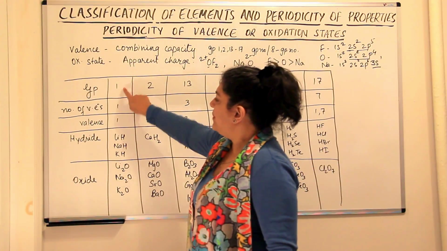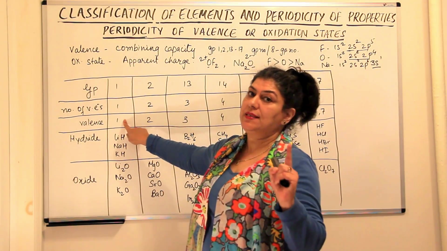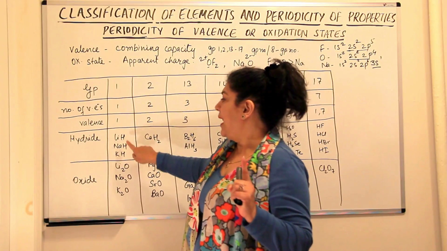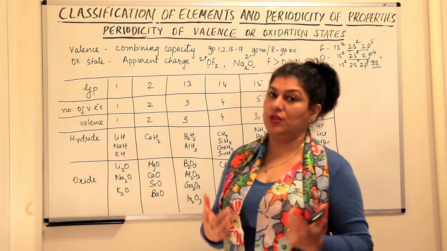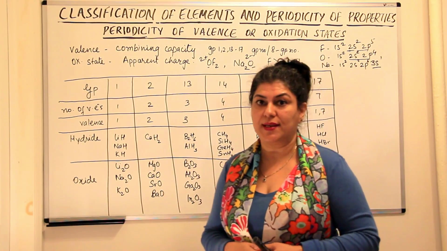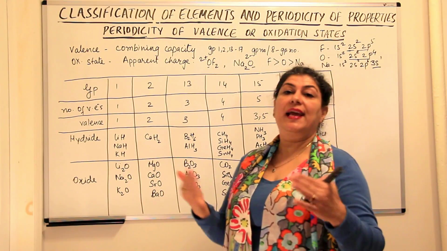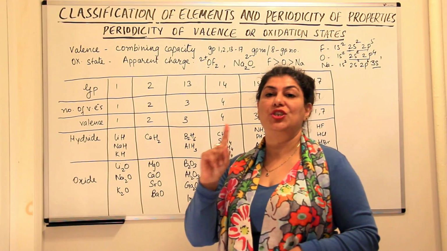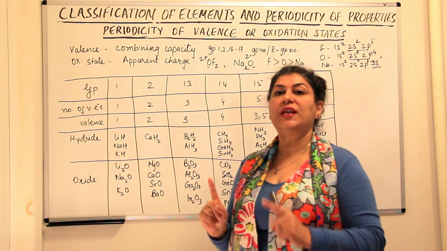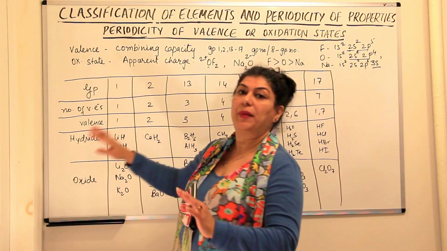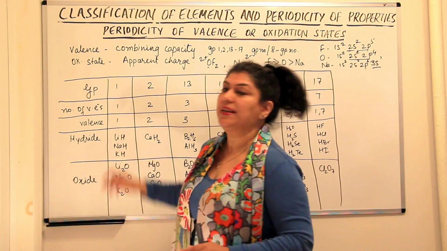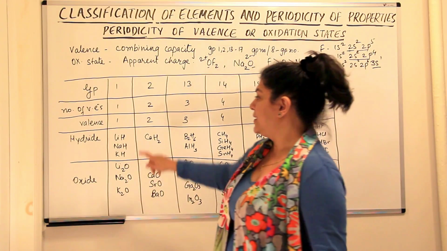The first group elements have a valency of 1. That means an involvement of 1 electron. And hydrogen also is in the first group. It also has 1 electron in its outermost shell, and it has a combining capacity of 1. So since hydrogen has a valency of 1, whatever it is combining with can give us an idea of the valency of that other element.